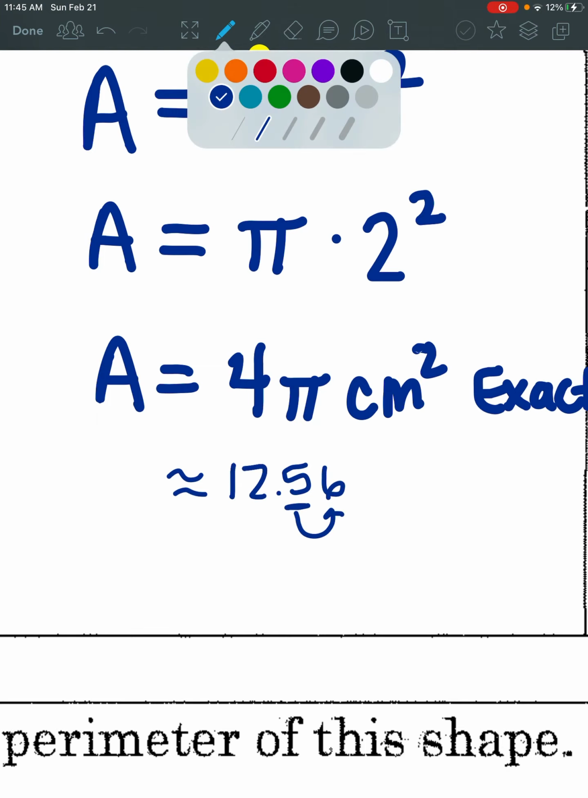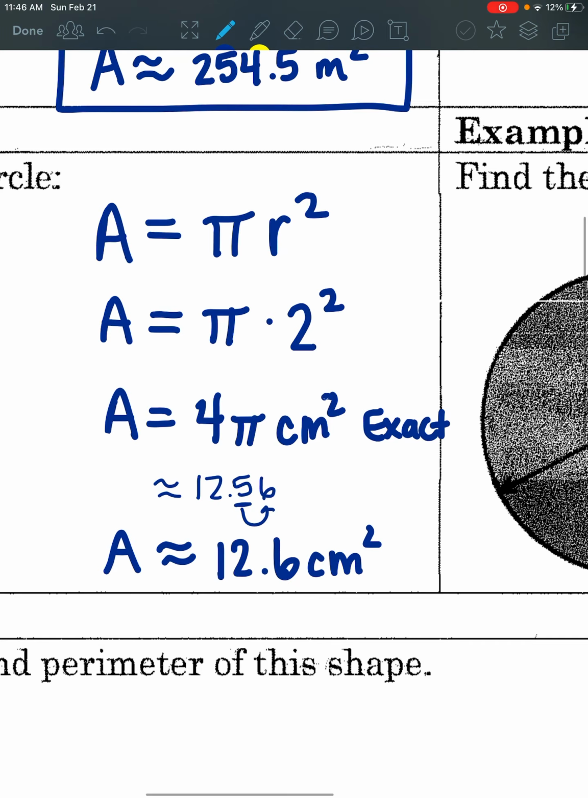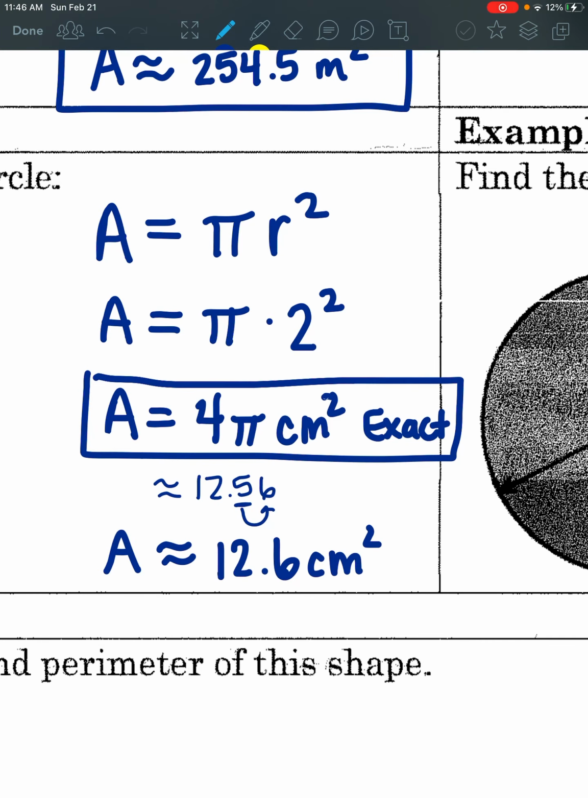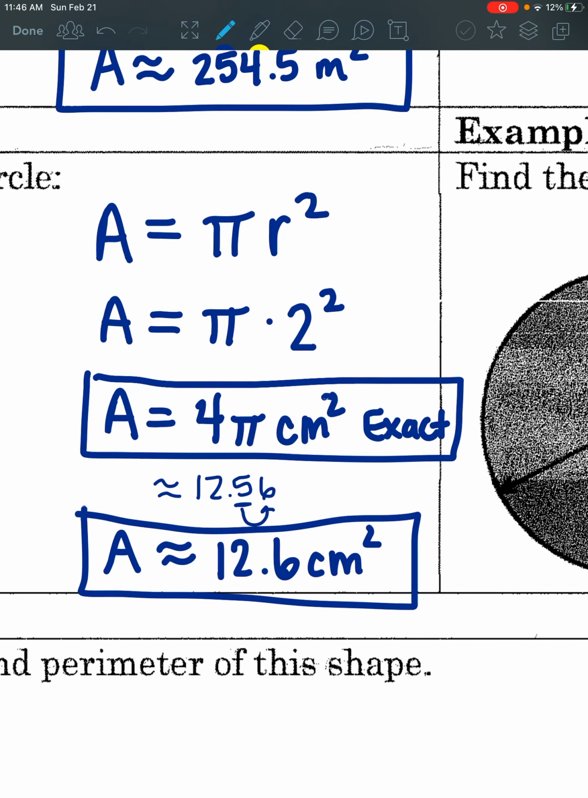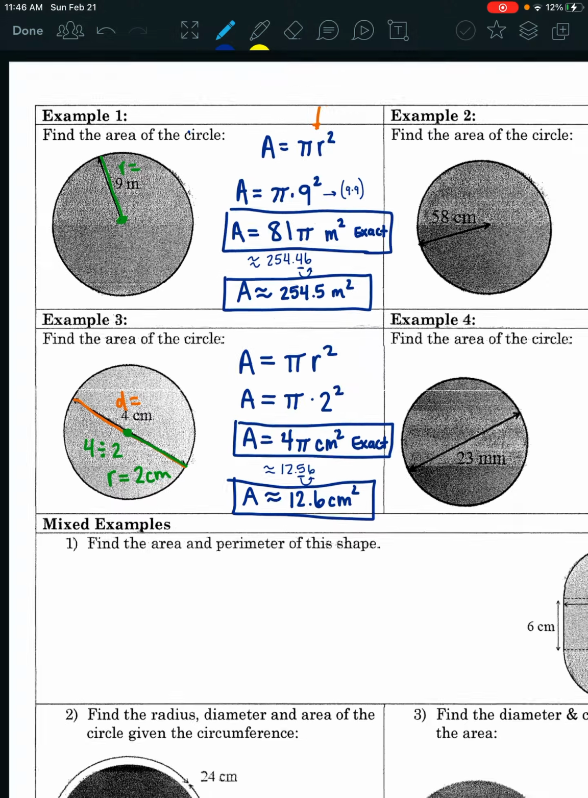So the number next to it, the 6, tells us we need to round up. So the rounded area would be 12.6 centimeters squared. So again, we have two answers. They're the exact same answer, just one has the pi in the answer, one is rounded and multiplied by pi.